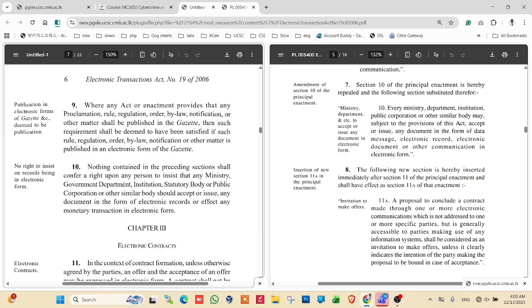So you read the original section 10 and you have the new section 10. The new 10 is what we just read now. So in the new 10 it says what? Every ministry and other similar body subject to the Provisions Act shall accept or issue any documents in the form of electronic documents. That's what it says. But if you look at section 10, it says something else. The older section 10.